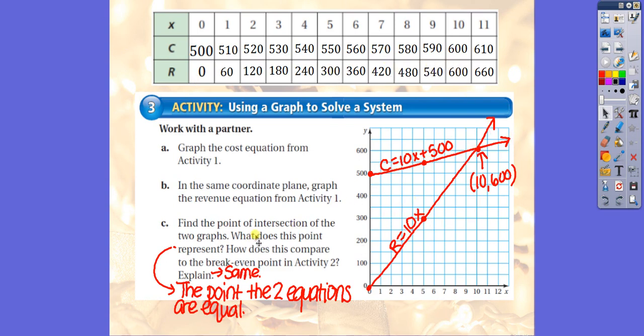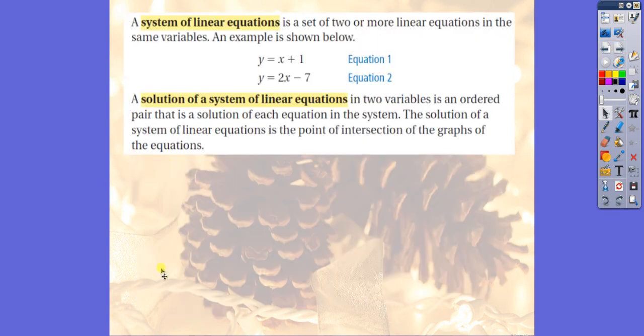And when you connect them, the point of intersection is at 10, 600, and it represents the point that the two equations are equal to one another. And how does it compare to the break-even point? It's the same, that at 10 nights they have spent a total cost of $600 on the room, but they've also earned a total of $600. So then that brought us into the vocabulary terms for this lesson. Again, a system of linear equations is a set of two or more linear equations, and then the solution of a system of linear equations, they got quite wordy, but really it's an ordered pair that represents the point at which the two equations are equal to one another, and it's usually referred to as the point of intersection.